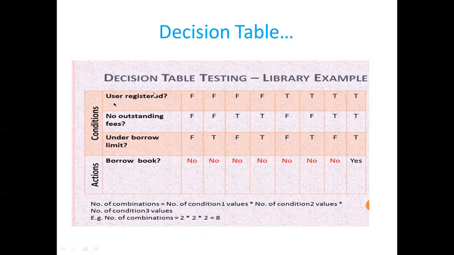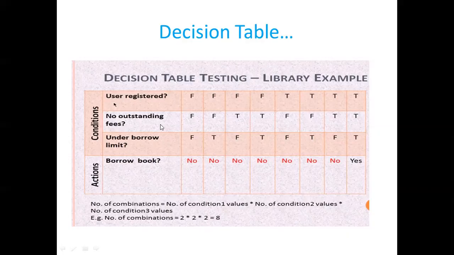One is that the person is already registered. If he is registered, then 2 more conditions will be verified. One is, is that person having any outstanding fee? Does that person have to pay any due amount? Or has he already exceeded the borrow limit? Let's say the borrow limit is 4 books. He is able to take up to 4 books. So he has already taken the 4 books and he is trying to take another book.